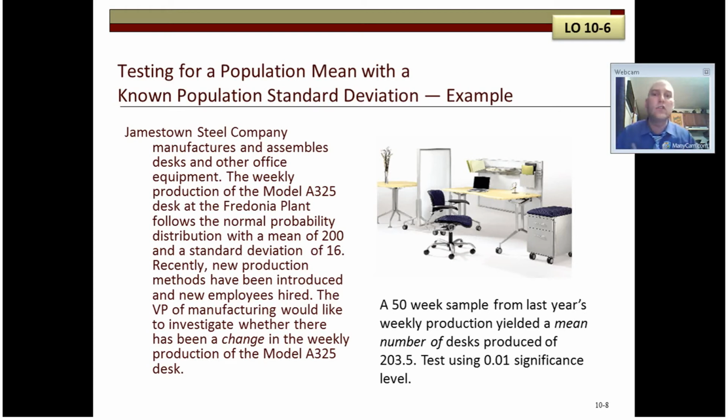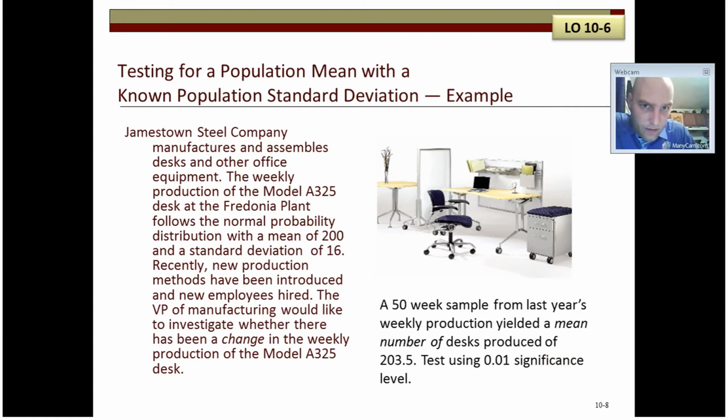We have changed the procedures and a bunch of stuff. The vice president of manufacturing now wants to know whether or not there has been a change in the weekly production of the Model A325. So in order to investigate, we collect a sample of 50 weeks. We find that the mean of those 50 weeks was 203.5 desks, an increase over the baseline of 200. We're going to test at a significance level of 0.01 whether or not this has produced a change.